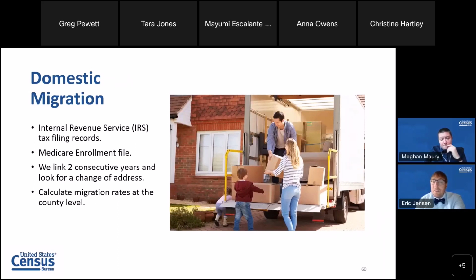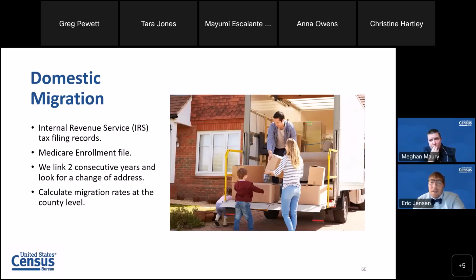So we also use administrative data to estimate domestic migration within the United States. Since the early 1970s, we've used tax returns from the Internal Revenue Service to do this. We also use Medicare enrollment records to estimate domestic migration for the older population who may not file tax returns.